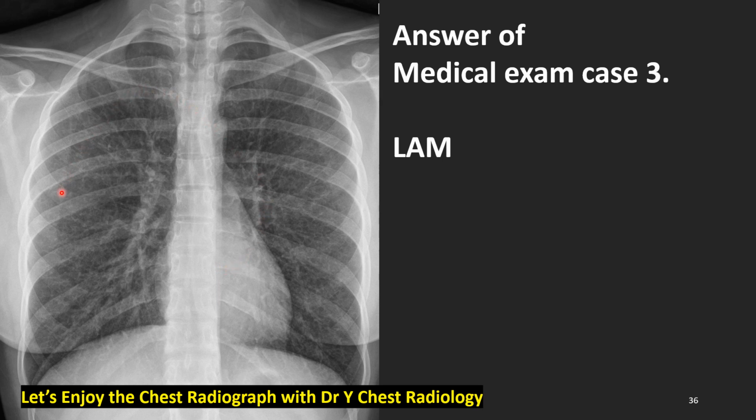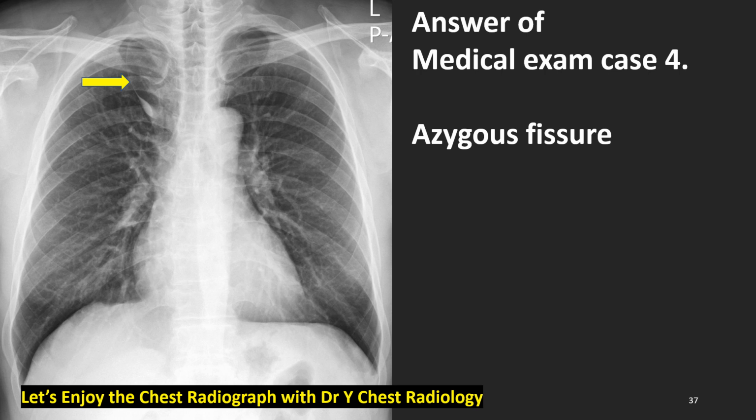Do we see innumerable cystic lesions here associated with tuberous sclerosis? Yes, lymphangioleiomyomatosis. Medical exam case number 4. What is this line? Yes, this is the azygos fissure made of 4 layers of pleura. This is the teardrop of the azygos vein, and actually this lobe is the azygos lobe.